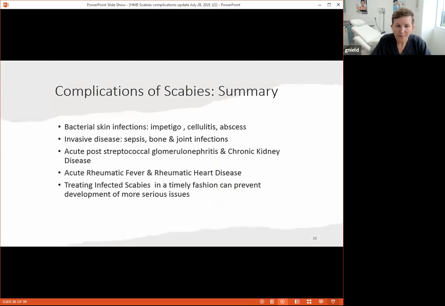So in summary, bacterial and skin infections can occur. It can be invasive. You can get kidney and heart disease. So you need to treat infected scabies in a timely fashion to prevent development of more serious issues.